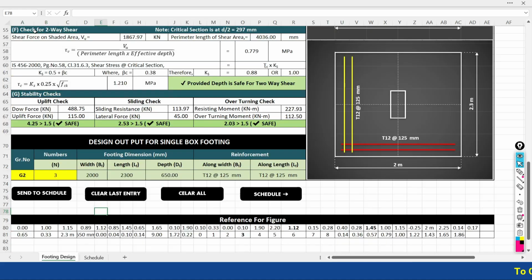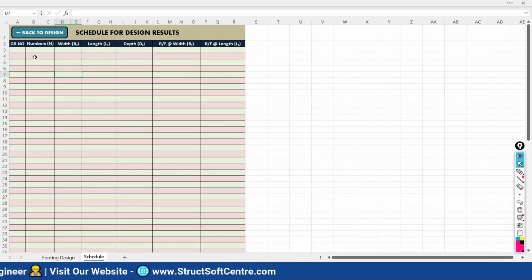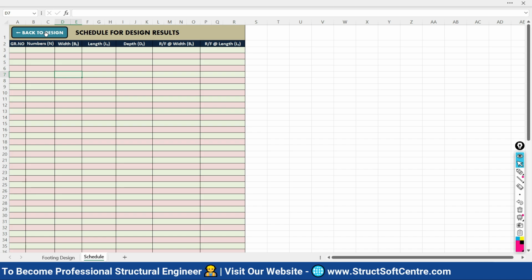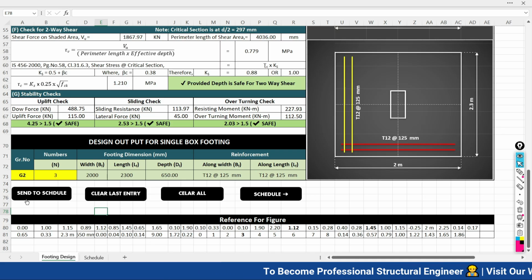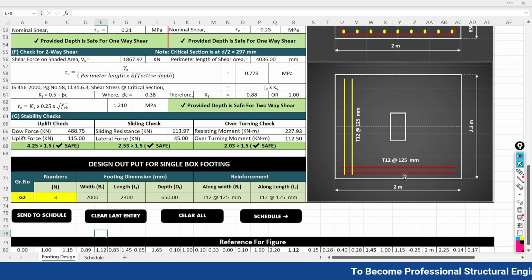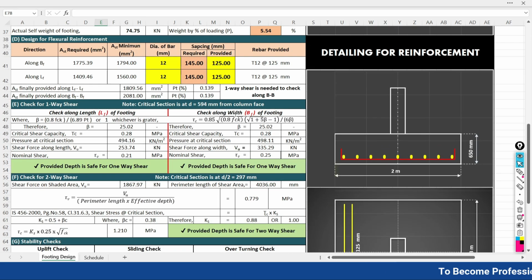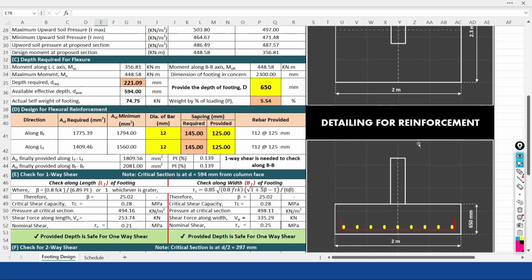So I would like to come back to design again, and if your project is completely done, then you can simply click over the clear all. Once you click over the clear all, the entries from your schedule are going to be cleared. So guys, you don't need to go to your schedule again and again by putting it manually. With the help of this sheet, you can prepare your schedule automatically by just clicking over these buttons. And as per your design calculation as done by the spreadsheet, your detailing is also going to be updating here.